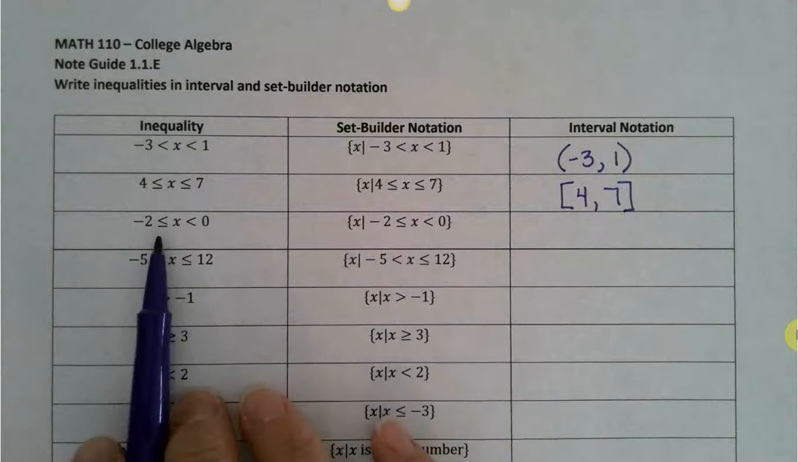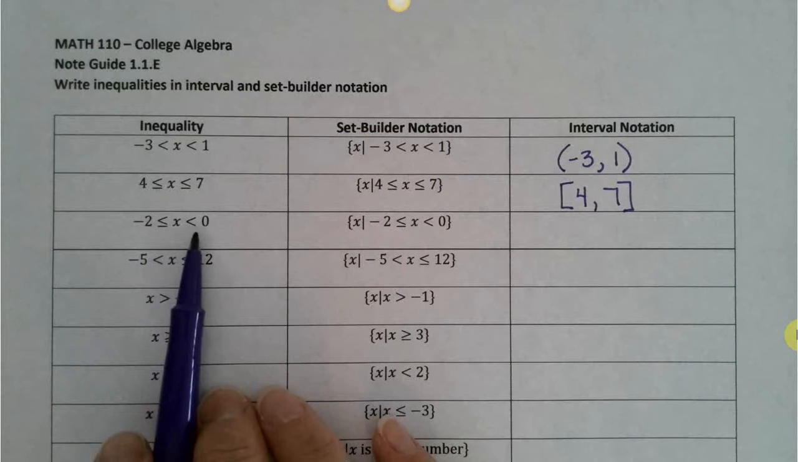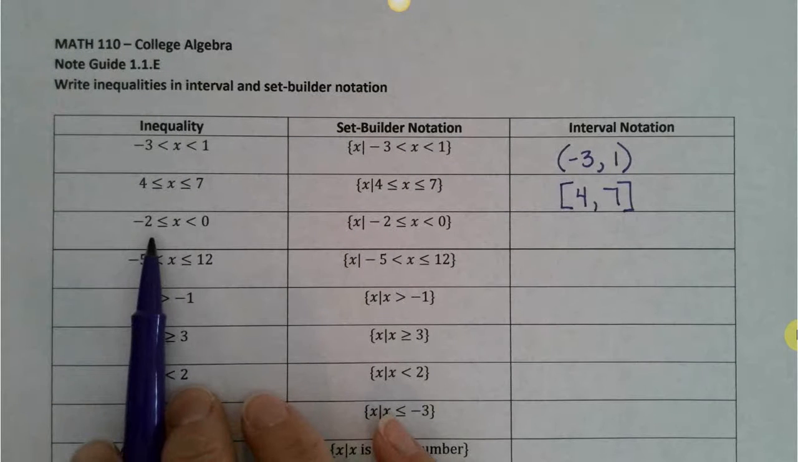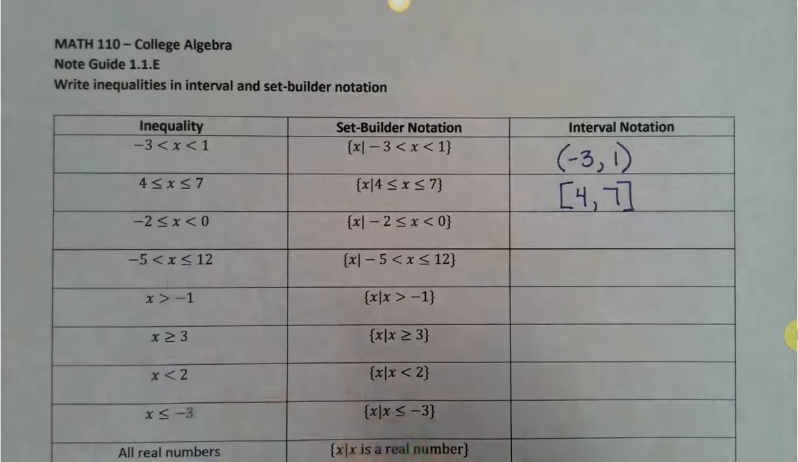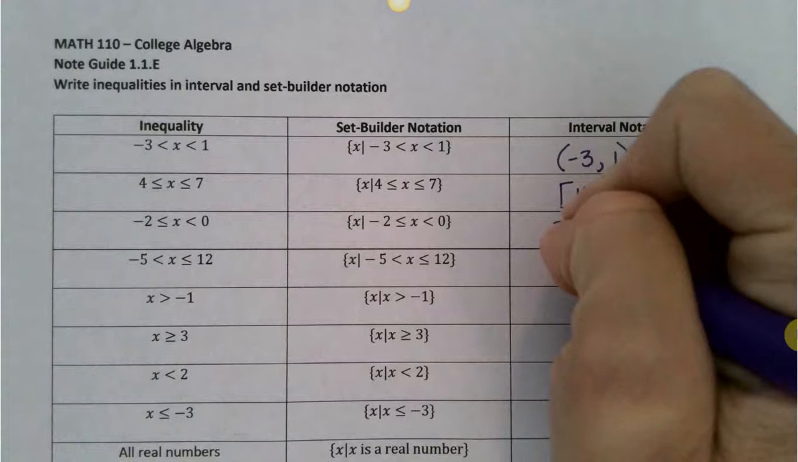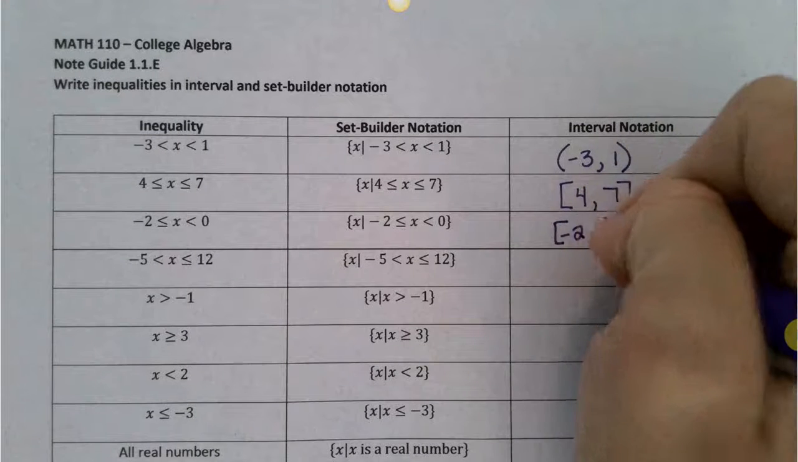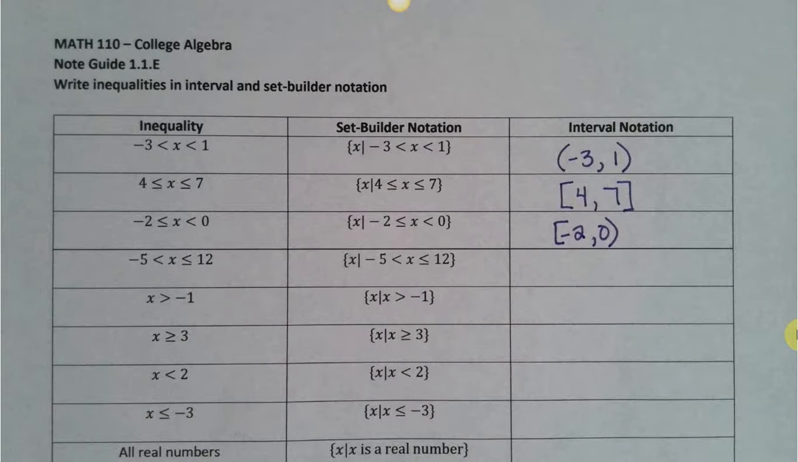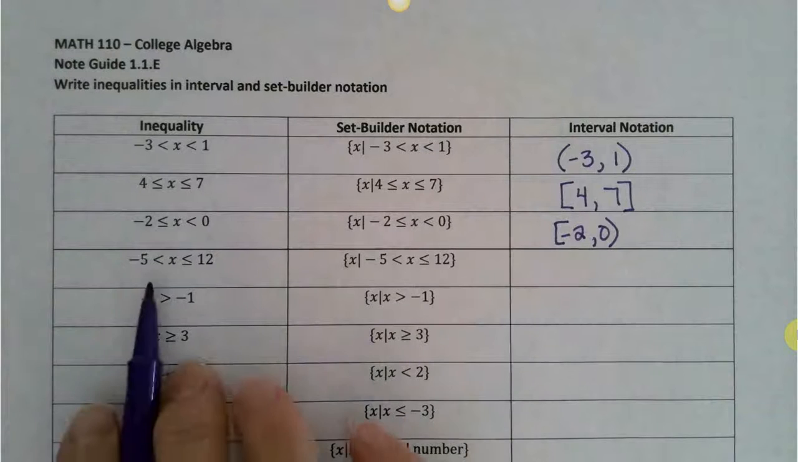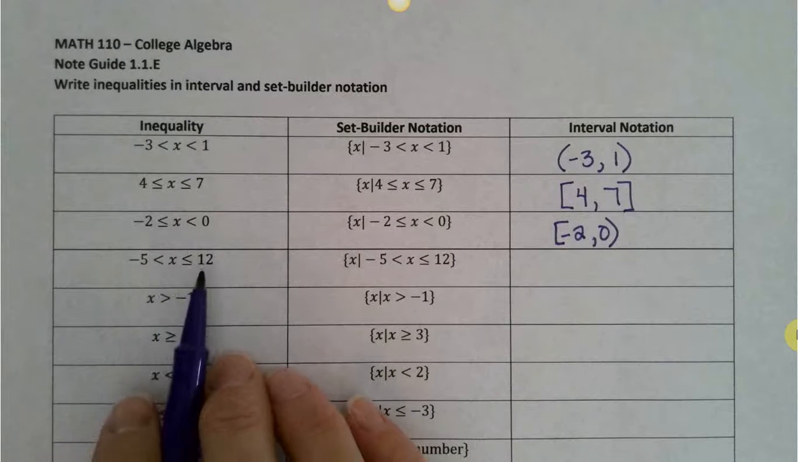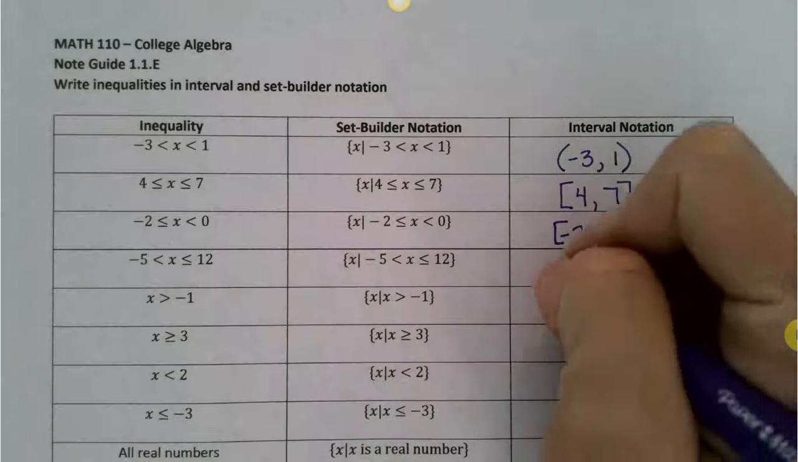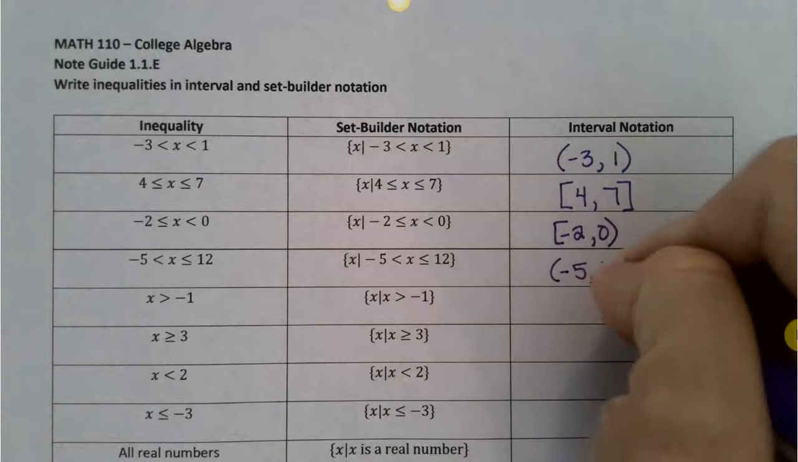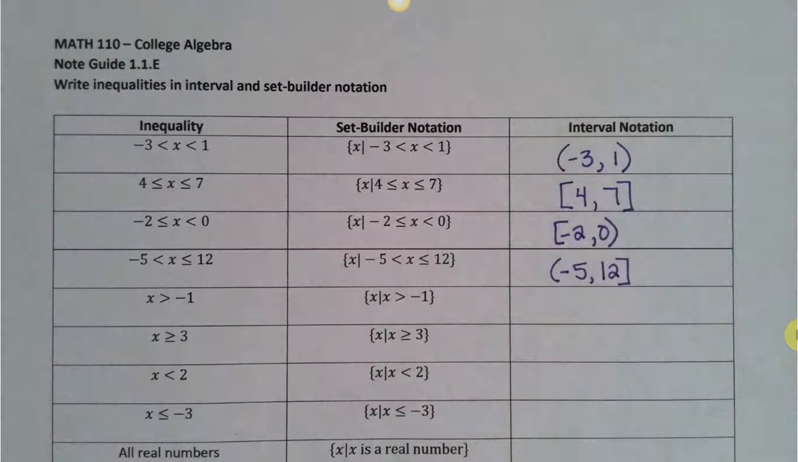So if we have an inequality like -2 is less than or equal to x is less than 0, this one includes the -2 but does not include the 0. So that means in our interval notation, the -2 would get a bracket while the 0 gets a parenthesis. -5 is less than x is less than or equal to 12. So this one includes the 12 but not the -5. So in interval notation, the -5 gets a parenthesis, the 12 gets a bracket.